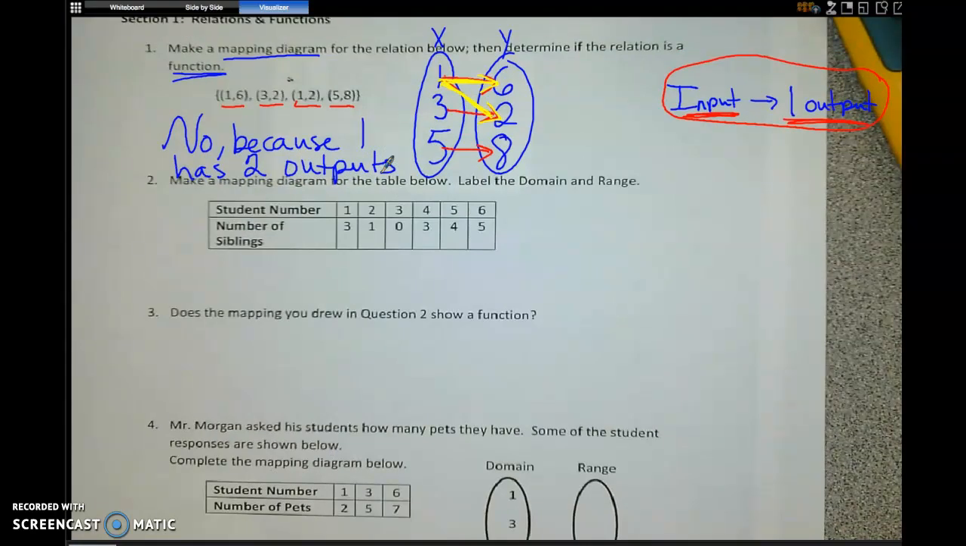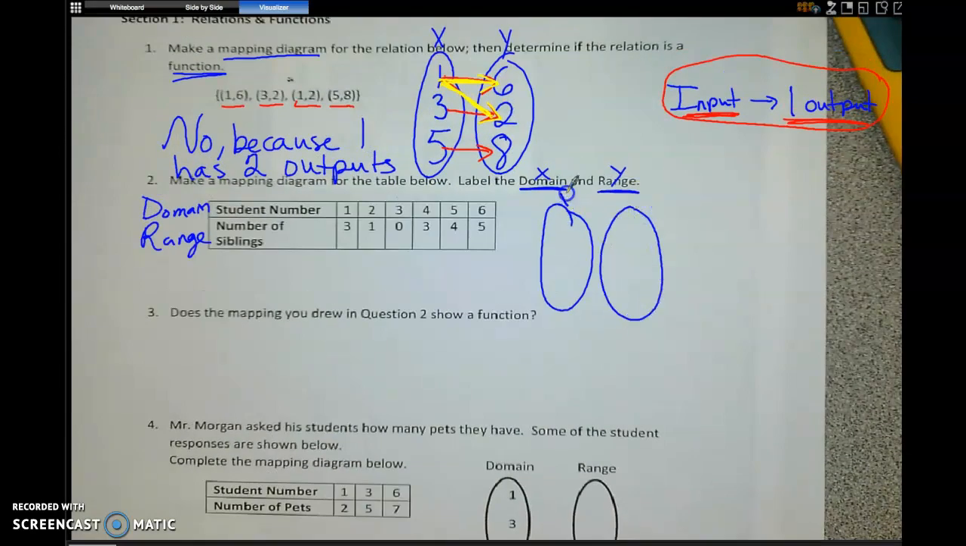Number 2, make a mapping diagram for the table. Okay, label the domain and range. Remember domain, we're really talking x's. Range, we're talking y. So when we're looking here, this is our domain. And then here, this is our range. Okay, so mapping diagram. You're going to create it just like we did last time with your x's and your y's. Okay, these x's, this is your domain. Our y's, this is the range.